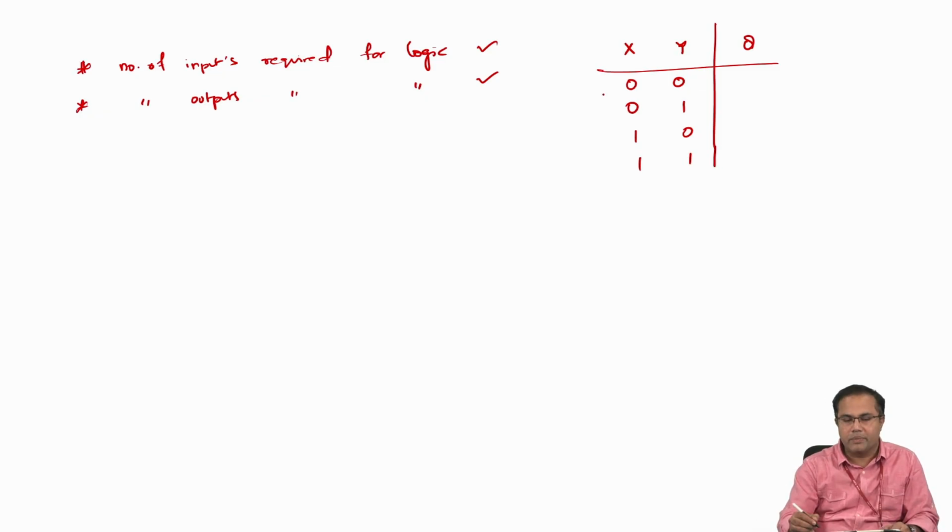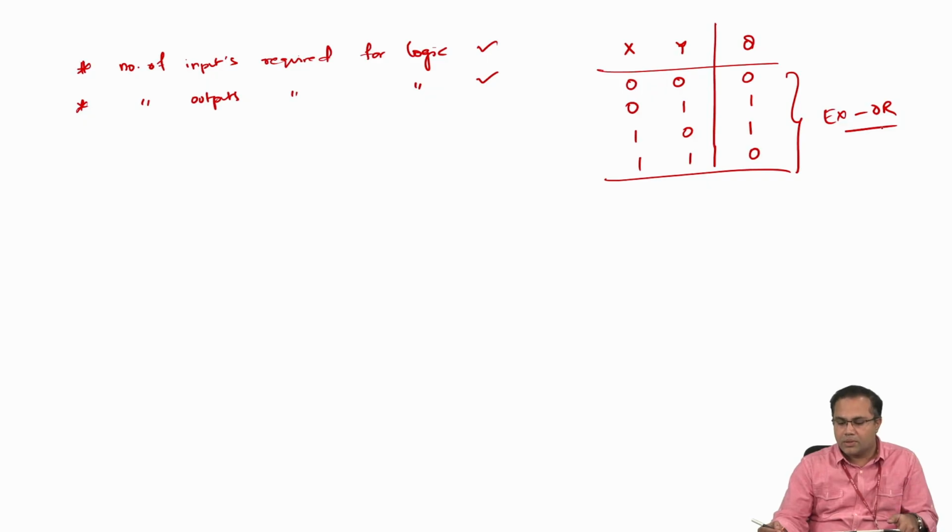Now for these combinations, how do you want your logic to respond? Say for example I want the output 0 for 0 0, 1 for 0 1, 1 for 1 0, and for 1 1 I don't want any output, I want a 0. Now this resembles a very popular logic, that is XOR. And you know the XOR expression: x y complement plus x complement y. So this is the Boolean expression, and for this Boolean expression you got an output.